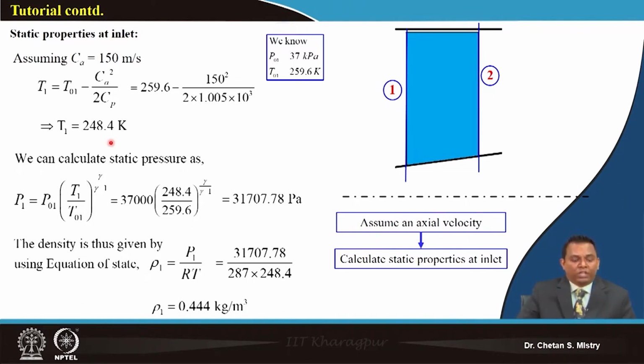Now we know our entry pressure and our entry temperature. Based on that, we can calculate our static entry pressure, and that's coming to 31.70 kilopascal. These things have already been discussed in so many cases, so we will not take much time in explanation. Here we can calculate our density based on our static pressure and static temperature, and that's coming to 0.44 kg per meter cube.